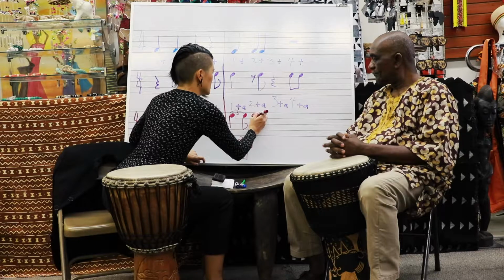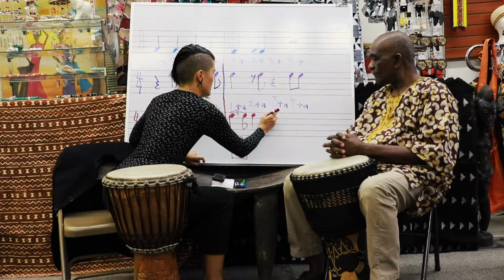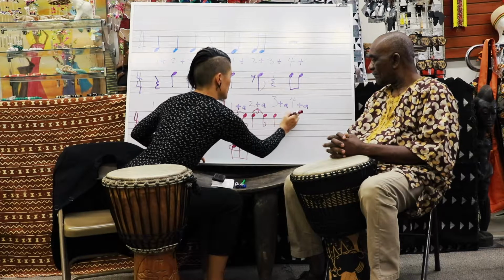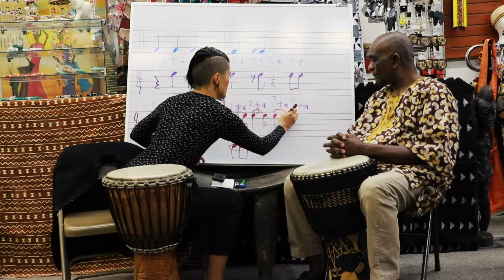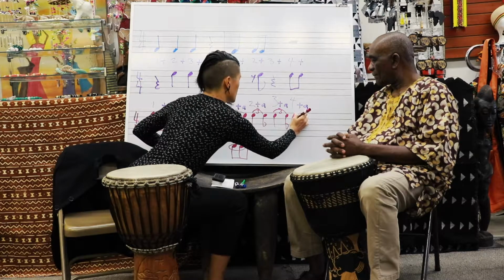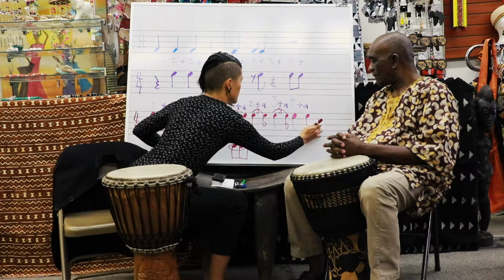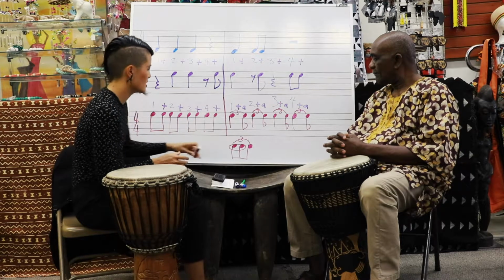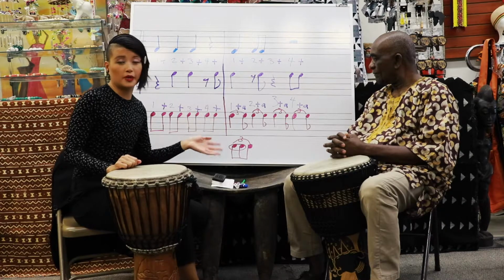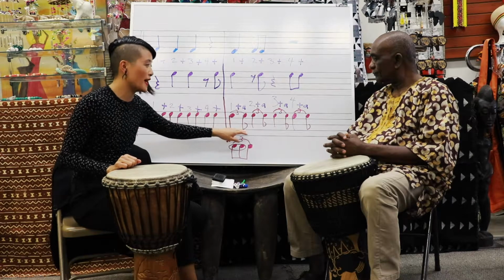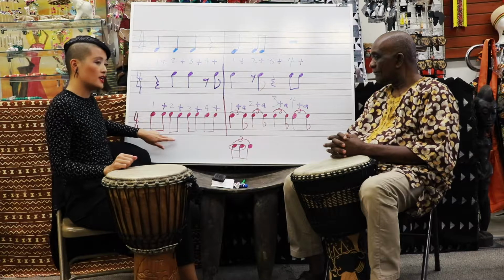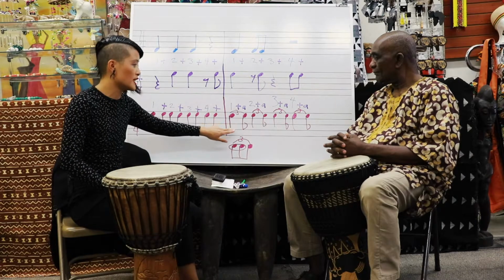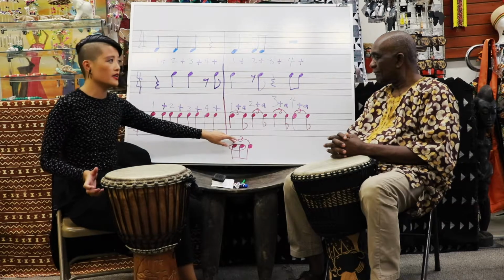Okay. 2 and, 3 and, 4 and. Okay. Now most of the time when people swing the beat, they're not going to write it like this. You'll see it written like this. They'll just write swing somewhere on the top of the page of the music and expect you to know that they mean this.